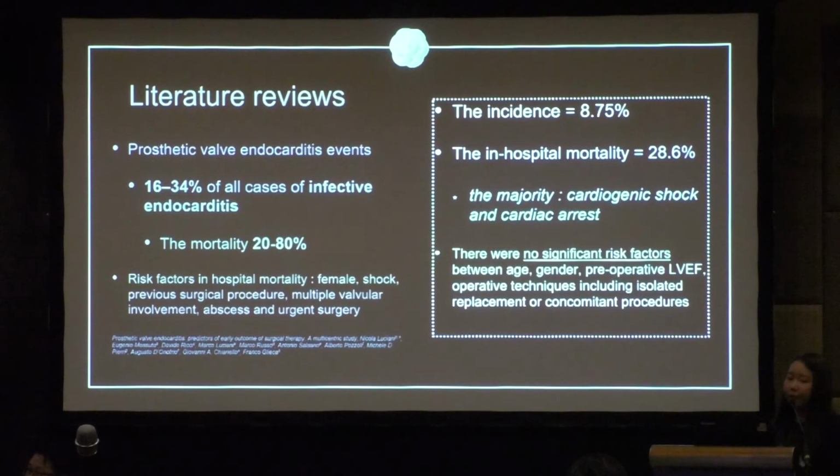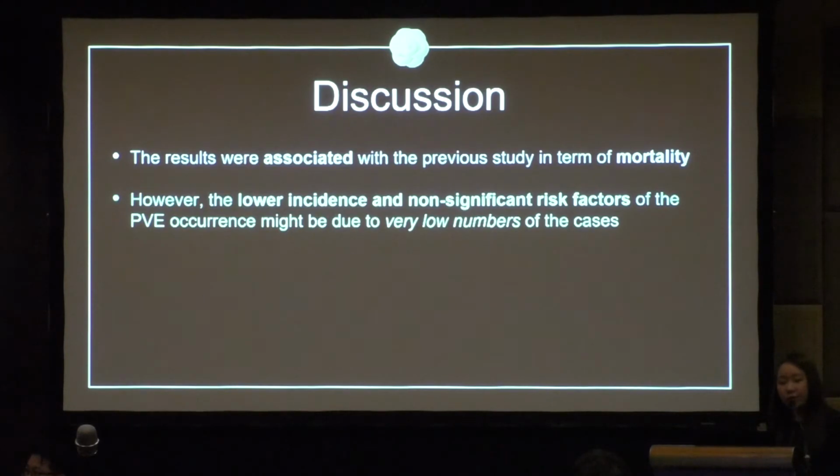Discussion: comparing the review to my study, the incidence was around 8.75%, which is a little bit lower, but the in-hospital mortality was around 28%, and the majority of deaths were from cardiogenic shock and cardiac arrest. However, I couldn't find any significant risk factor. So my results were consistent with the previous study in terms of mortality, but the lower incidence and non-significant risk factors were not comparable to the previous study.